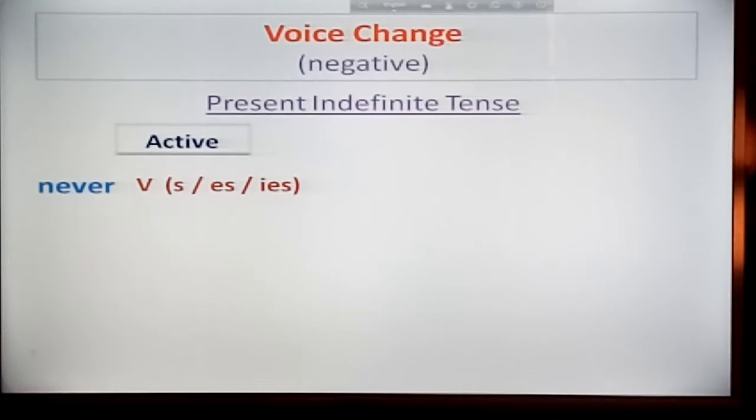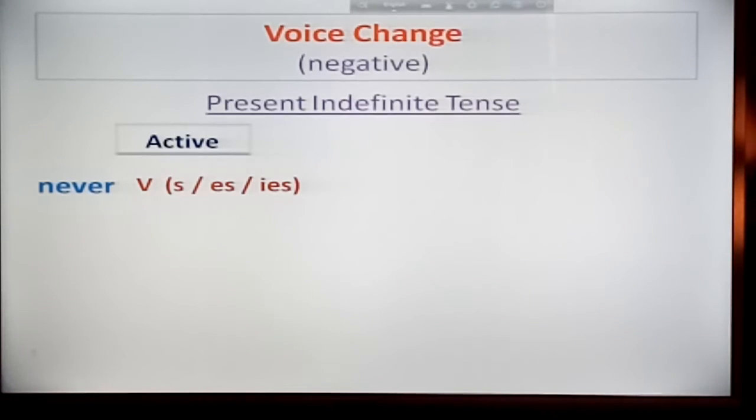Now let's change this negative verb phrase from active to passive. Right, dear students, although in the active voice there is no auxiliary before the negative word never, in the passive voice you must use a right form of the be verb before you use the negative word never, because we know that there can be no passive sentence without be plus V3 combination. A right form of the be verb must always be used in the passive voice.